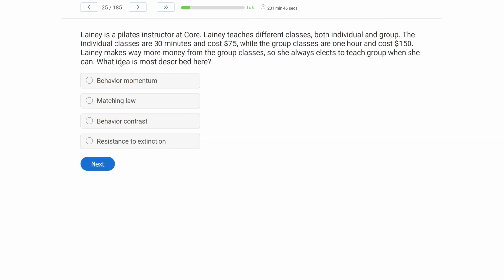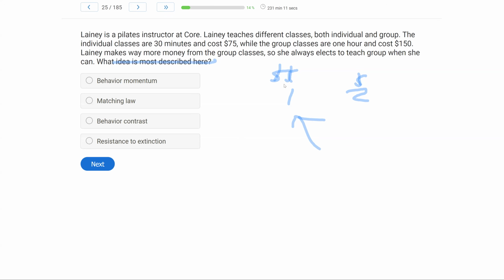Well, let's think about Lainey's behavior, right? And what idea are we reflecting? We have a situation where Lainey has two different classes. One, she gets paid way more money, so she gets paid way more money here than here. Now, she's always electing to teach this class. Why? Well, she's getting more reinforcement. And so when we have a situation where we have, let's say, two behaviors or two potential options available, and behavior tends to go to the one where reinforcement is, what do we call that?